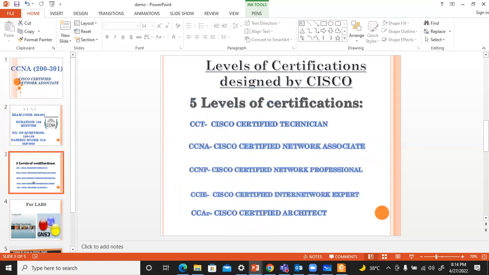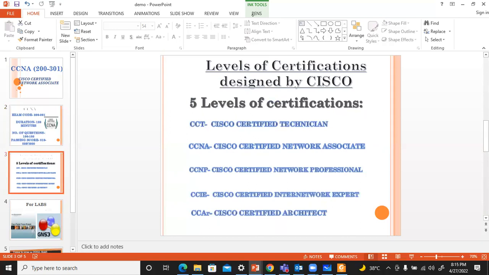Now let's see the levels of certifications designed by Cisco, which is the same. There are still 5 levels of certifications: CCT, Cisco Certified Technician. There is CCNA, Cisco Certified Network Associate. There is CCNP, Cisco Certified Network Professional, CCIE, Cisco Certified Internetwork Expert, and CCAr, Cisco Certified Architect.